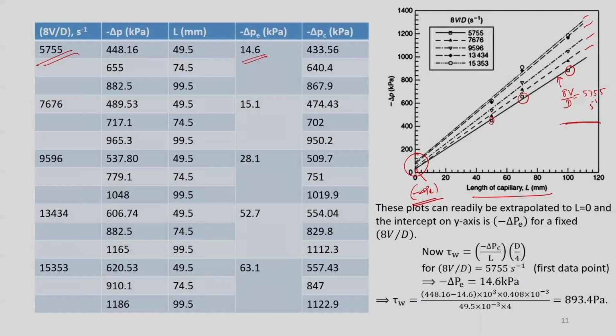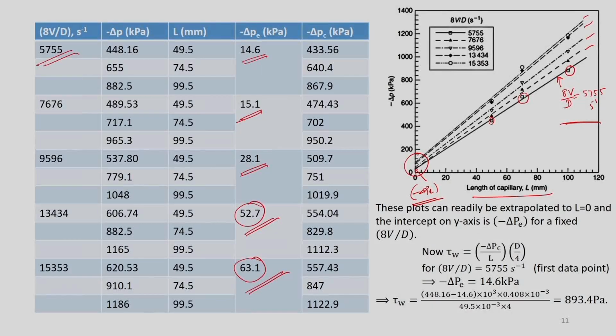For the second value of 8V/D, minus delta P E is 15.1. For the third value of 8V/D, minus delta P E is 28.1 from the intercept values. Similarly, for the fourth value of 8V/D, minus delta P E is 52.7 kilopascals, and for the last value of 8V/D, minus delta P E is 63.1.